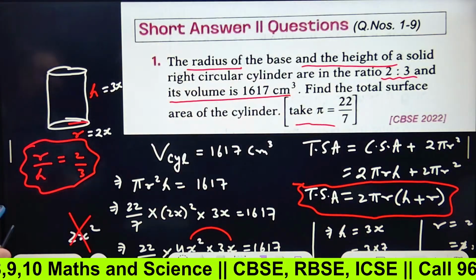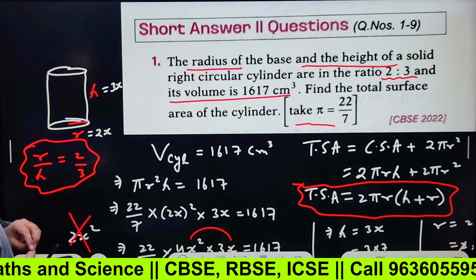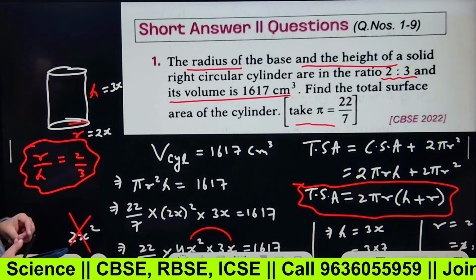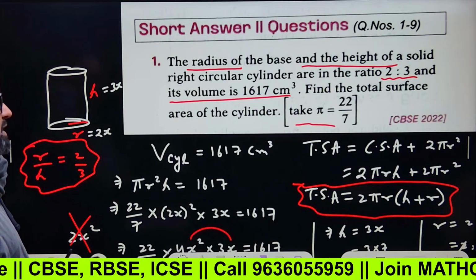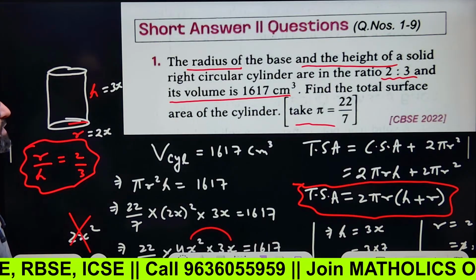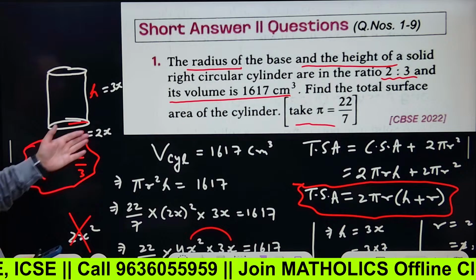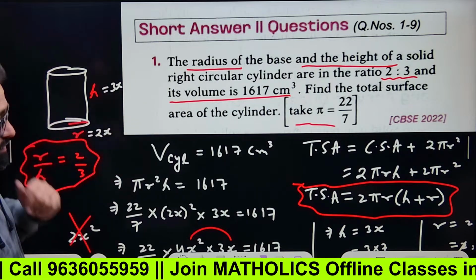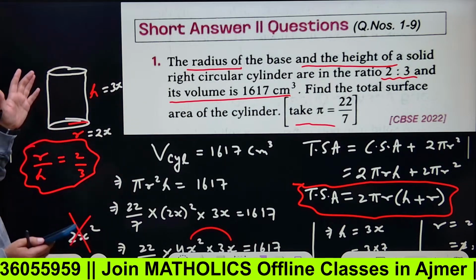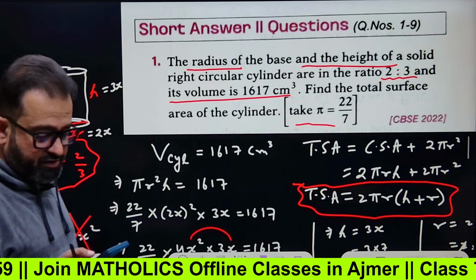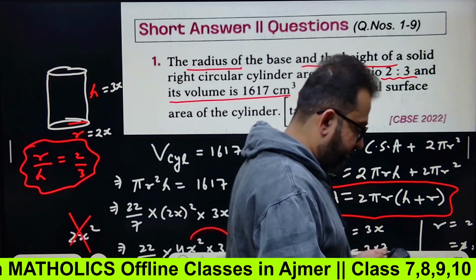This is question number actually 8th, but for this series it's question number 1, right? Short answer type, at least 2 to 3 marks question. The radius of the base and height of a solid right circular cylinder are in the ratio 2:3 and its volume is 1617. Find the total surface area. Now what the question says, you have to draw the diagram first. First, draw the diagram. Okay.